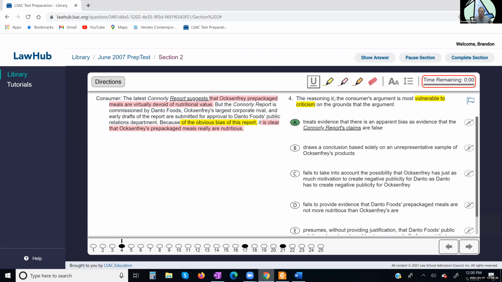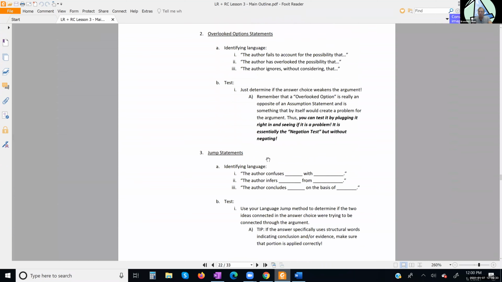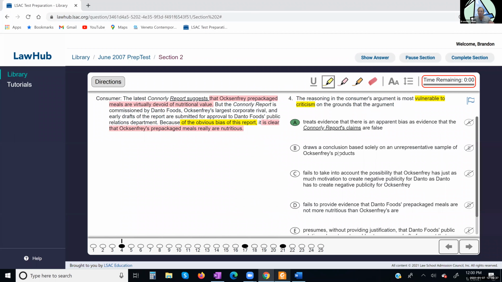Now, when we look at B, I'm going to talk about each of the answers in terms of at least which one of these four formats they are: the necessary assumption, overlooked option, jump statement, or fallacy. Now, it draws a conclusion based on, so this is the format of jumps because it draws a conclusion based on evidence. However, they're really just describing the unrepresentative sample fallacy.